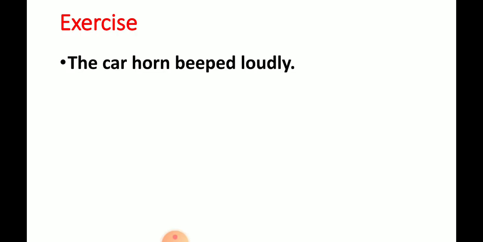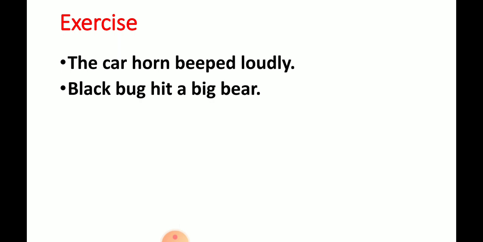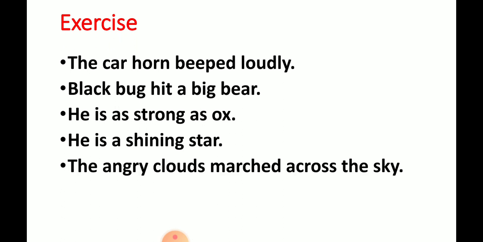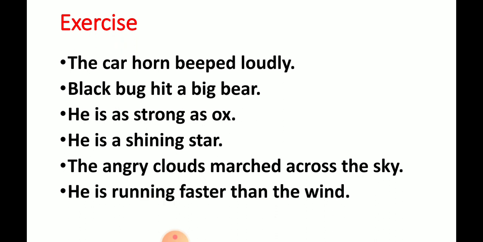Before this, let us go for the exercise. Now, this you have to solve on your own, after seeing the video. The first one is: the car horn beeped loudly. You have to identify which figures of speech are there in these sentences. Next, black buck hit a big bear. The third one is: he is as strong as an ox. Fourth, he is a shining star. Fifth, the angry clouds marched across the sky. Sixth, he is running faster than the wind.